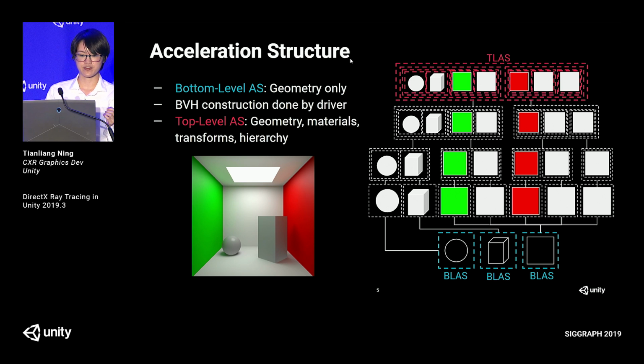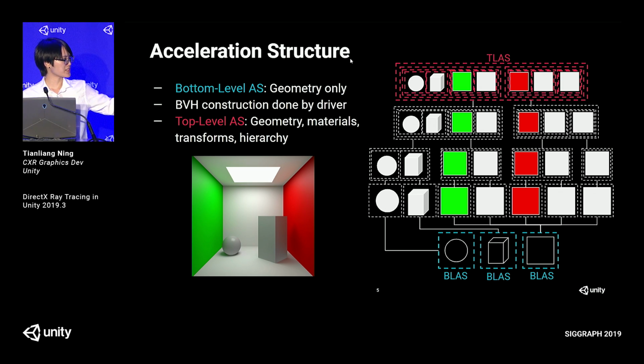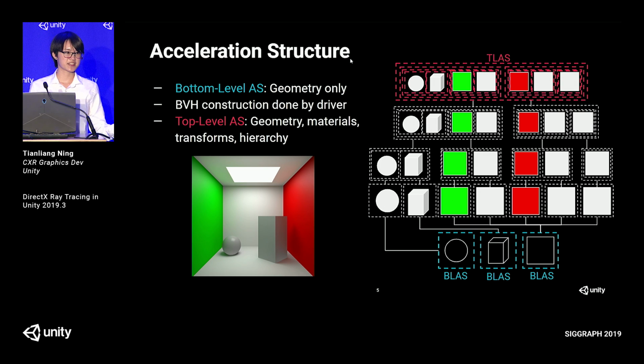First, we begin by defining one bottom-level acceleration structure for each unique mesh, in this case a sphere, a prism, and a plane. In the next level up in this diagram, the instances are constructed by associating a transform with a material and a pointer to one of those bottom-level acceleration structures. Then these instances are grouped together in a bounding volume hierarchy by the driver to create the top-level acceleration structure.